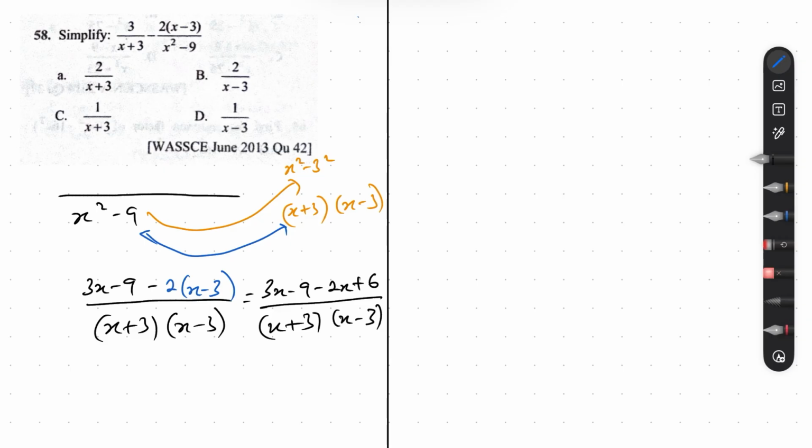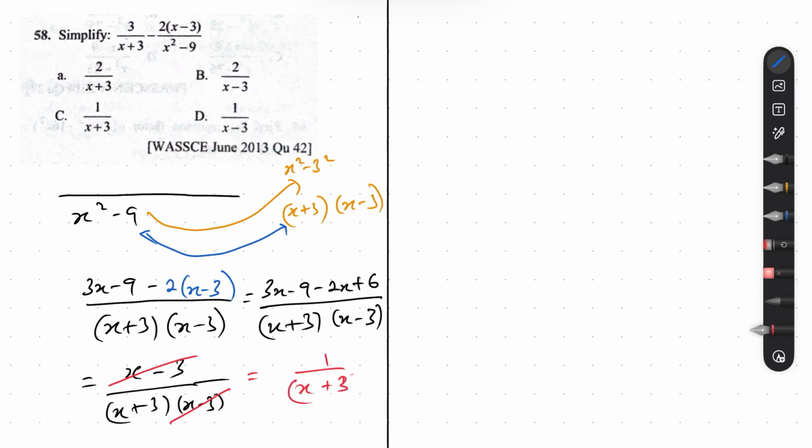Okay, so what do we have? We have x minus 3 all over (x plus 3)(x minus 3). Now when we look at what is common, we can easily cancel x minus 3 and x minus 3, and our final answer will be 1 over x plus 3. Okay, so that is our answer, 1 over x plus 3, which is C.